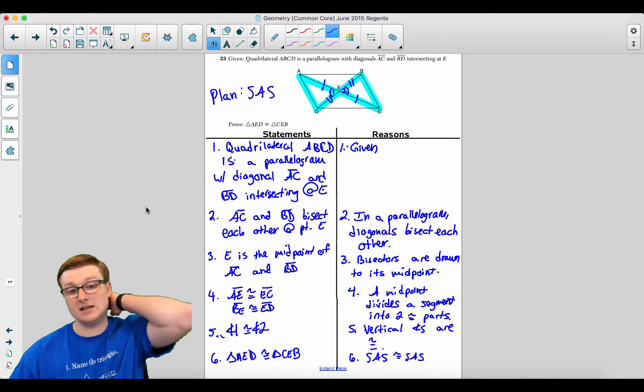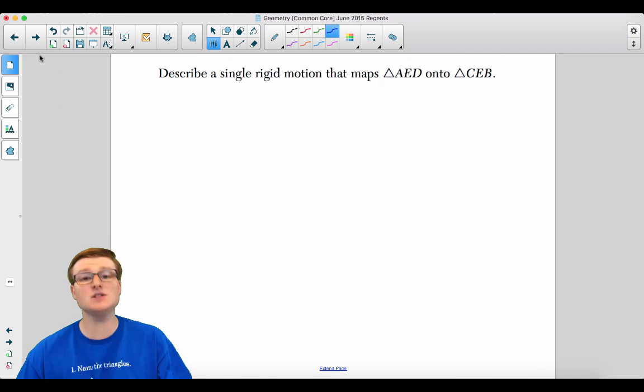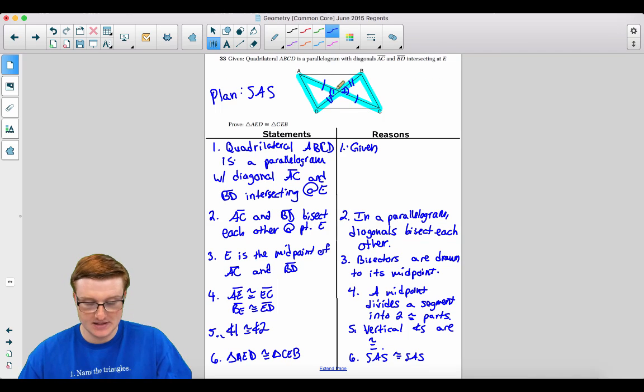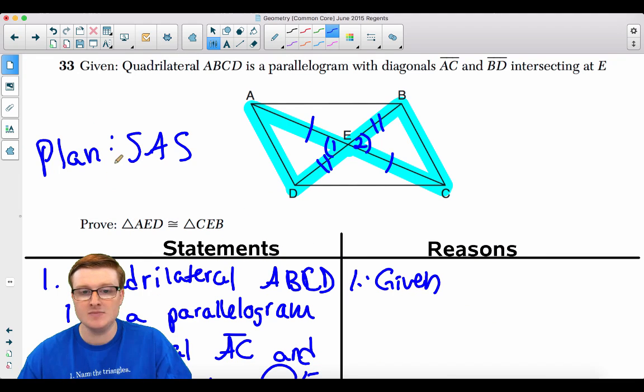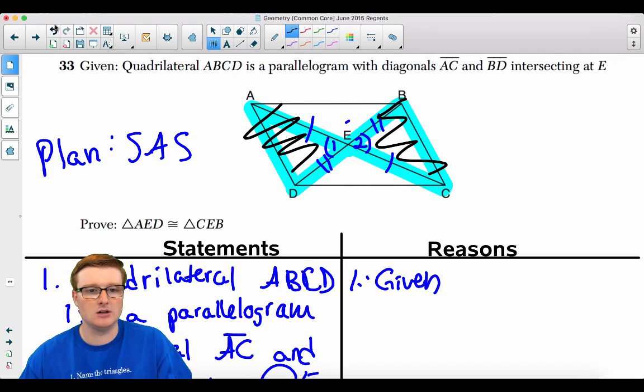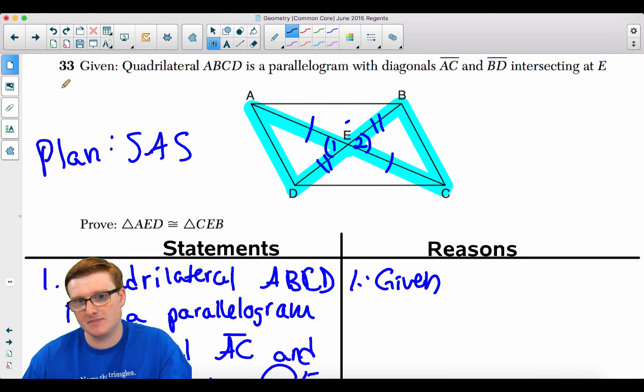And that, ladies and gentlemen, is your proof on how to prove those 2 triangles to be congruent to each other. Now, there's a follow-up question. It says, describe a single rigid motion that would map triangle AED onto triangle CEB. So this here is going onto here. So what is that? That is showing a rotation. And the degree measure is 180 because that's a linear pair. So this is rotating 180 degrees.